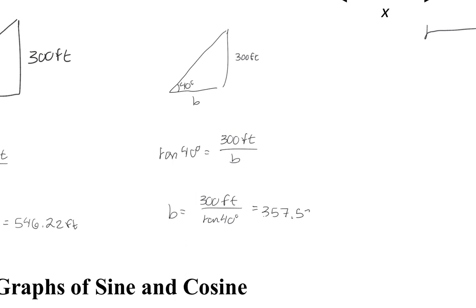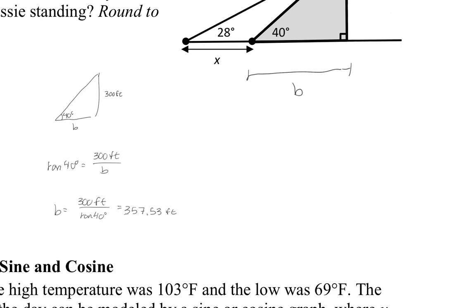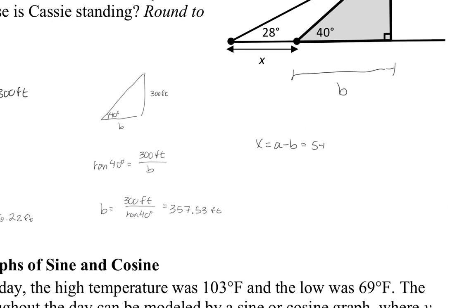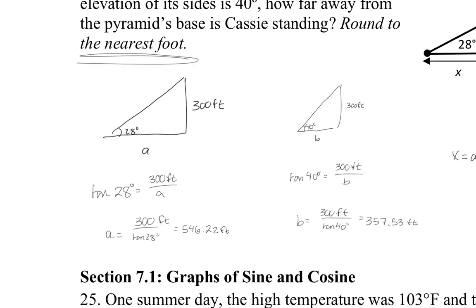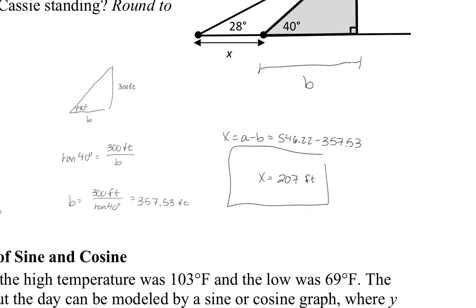357.53 feet. And then subtracting these two values is going to give us this distance here, x, is A minus B, or 546.22 minus 357.53, or that x is 207 feet, just because, again, we want to round to the nearest foot. So this is going to be our distance that Cass sees from the pyramid.